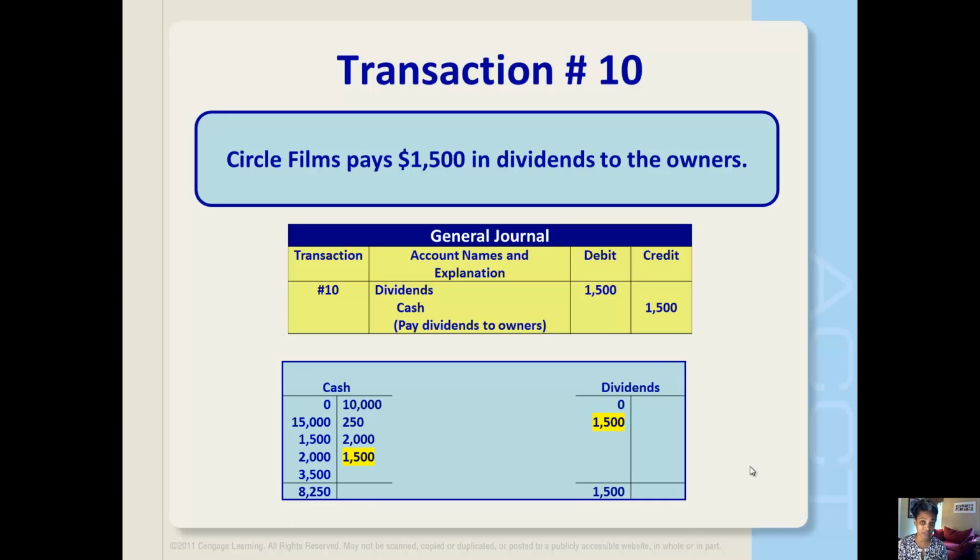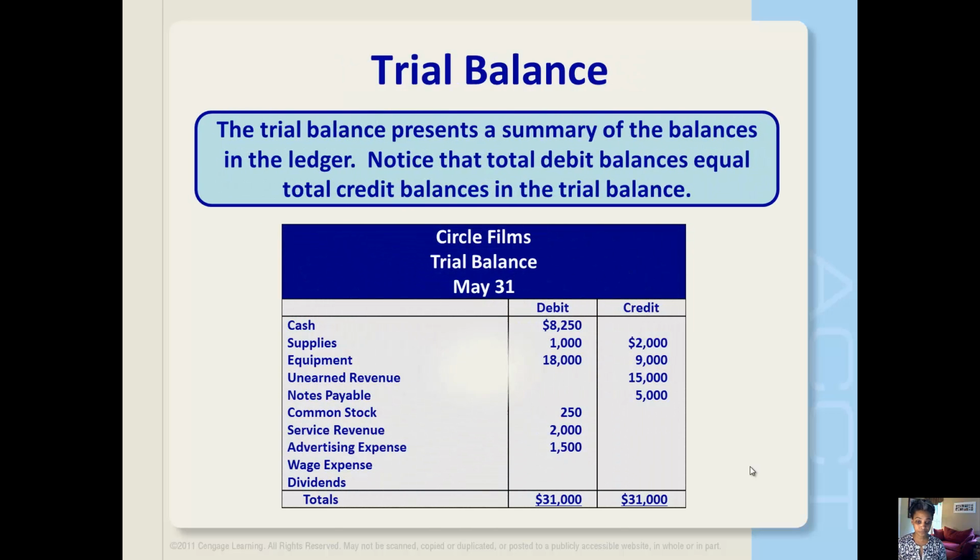Last one, last transaction, but we're not finished with the example. Transaction number 10, accounts affected. Circle Films is now paying cash to pay that dividend to the owners, so cash is decreasing, and then the cash payment is a distribution of company's assets to the owners, so dividends are increasing. Debits and credits, cash is an asset, so we're going to credit cash to decrease it. Dividends decrease equity, so we're going to debit dividends to increase it. And then the slide shows the recorded journal entry followed by the posted ledger information.